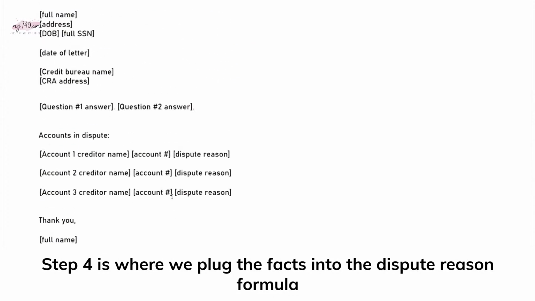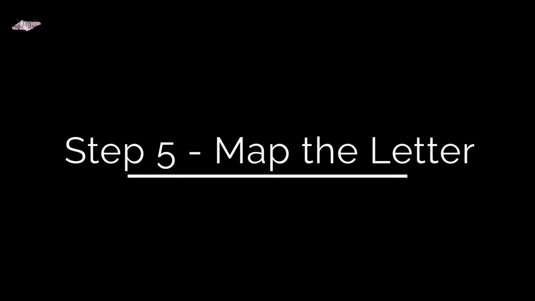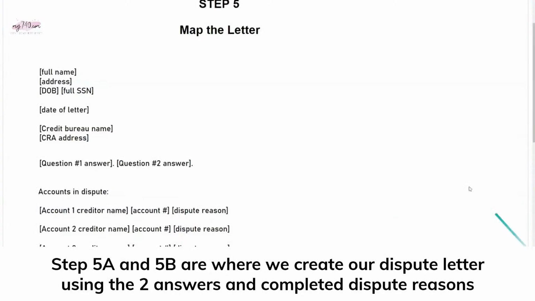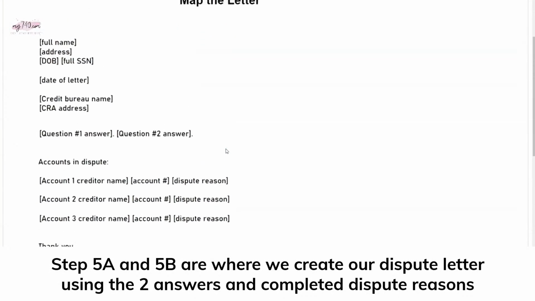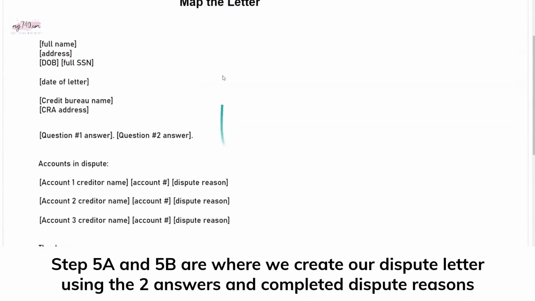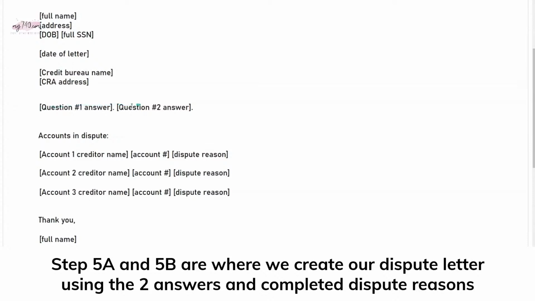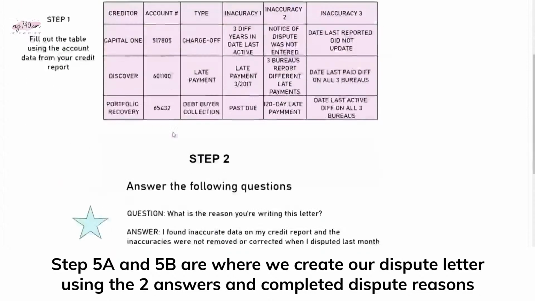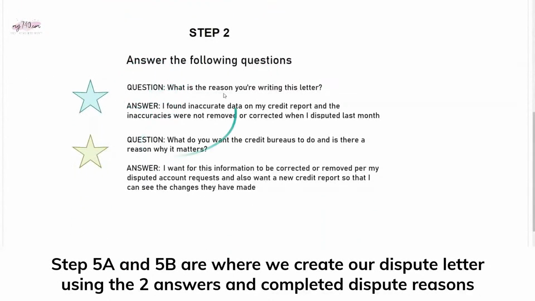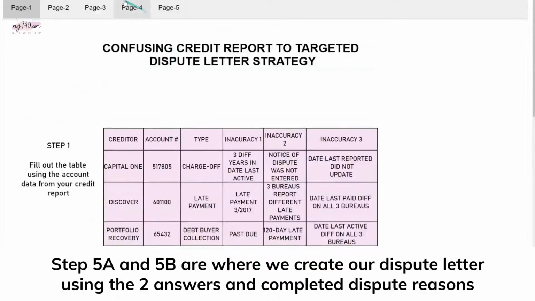And now we're going to map the letter. So step number 5 is mapping the information to our letter. And you can see this is really, really straightforward. So we have full name, address, date of birth, full social. We have the date of letter, and we're using today's date. We're not backdating. Don't do that. Credit bureau name, credit bureau address, and then the answers to question number 1 and 2, and then the accounts in dispute. And then we're taking the actual account information, creditor name, account number, and the reason directly from the table. And then that's it. You're saying thank you and put in your name.